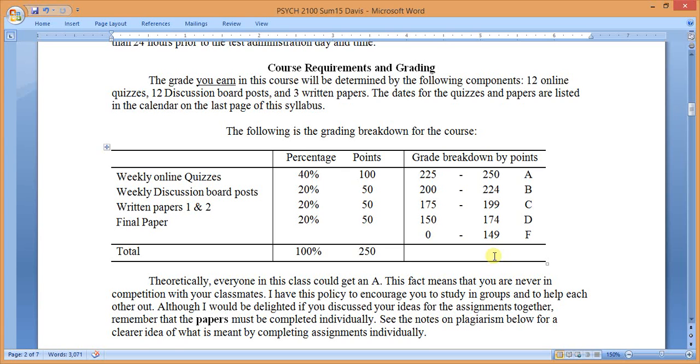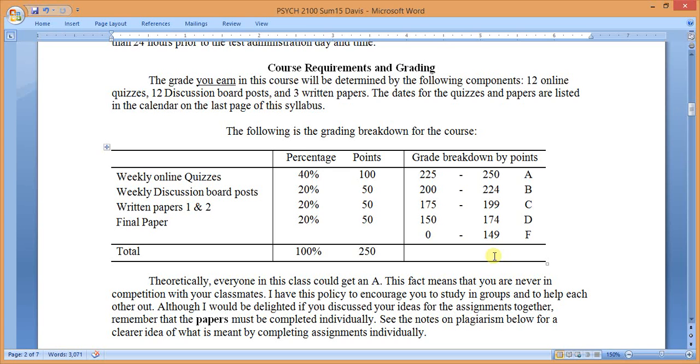This is a points-based class. I put assignments out. There are quizzes. Each question is worth 1 point. If you get it right, you get the point. If you don't, you lose the point. I set up this system to make grading as fair and objective as possible.